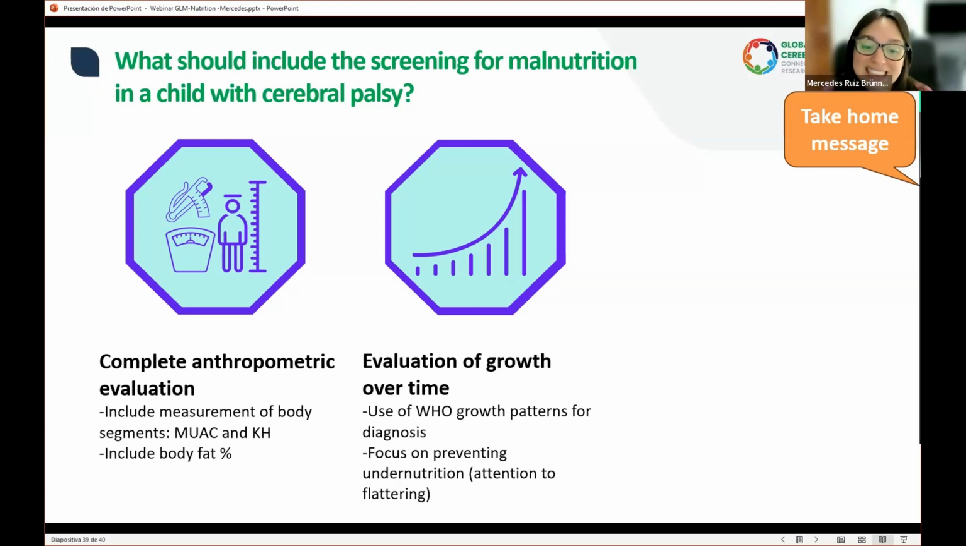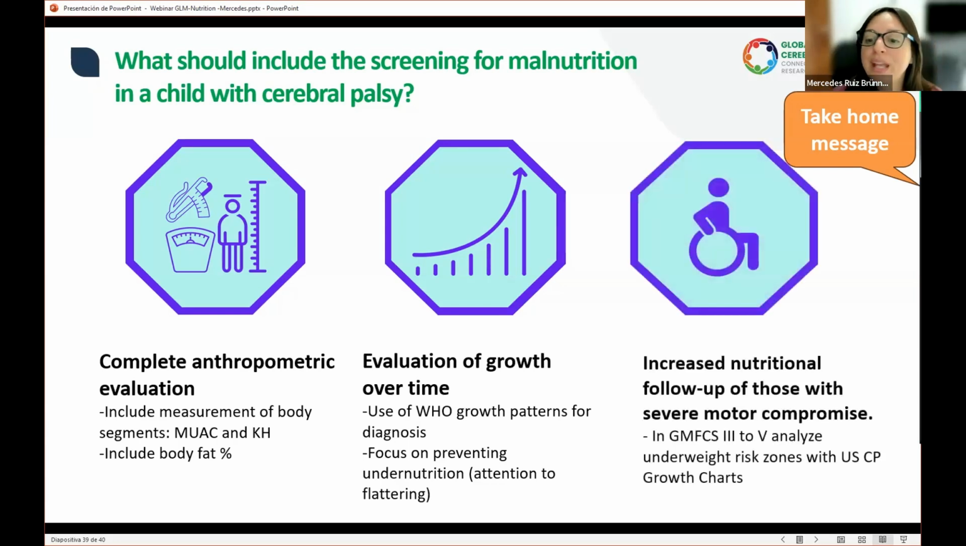We should focus on preventing undernutrition, paying a lot of attention to faltering. It's easier to prevent undernutrition than to treat undernutrition. And we should increase nutritional follow-up of those children with severe motor compromise. We have seen that GMFCS level really matters, and children with higher GMFCS levels have higher risk for undernutrition. So children with GMFCS levels 3 to 5 should be analyzed, and we should also see the risk zones. We can use the risk zones from USCP growth charts.